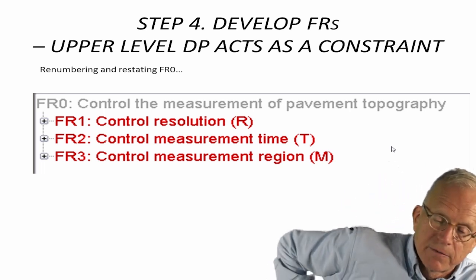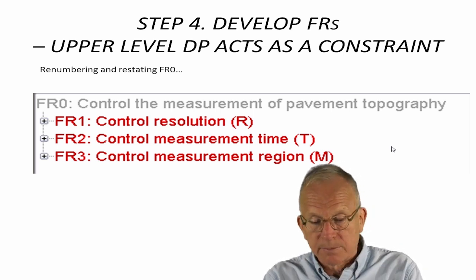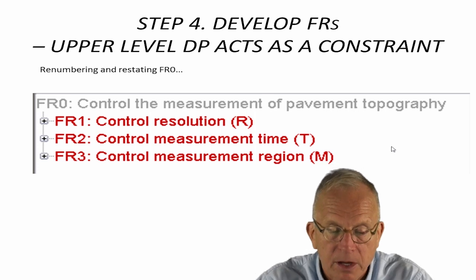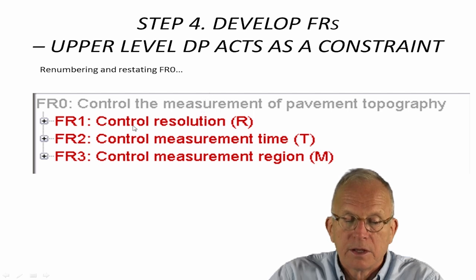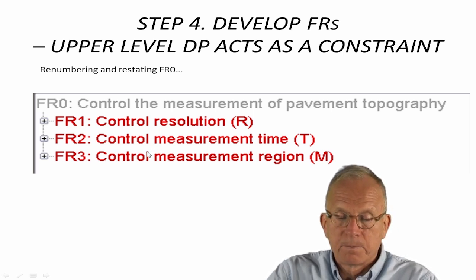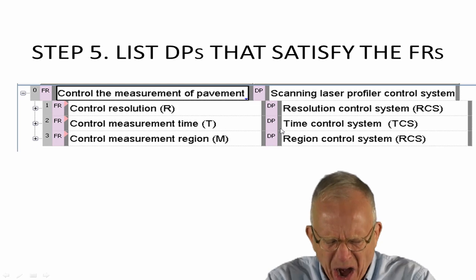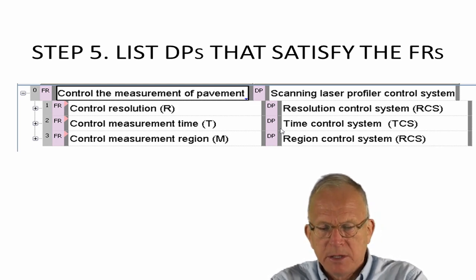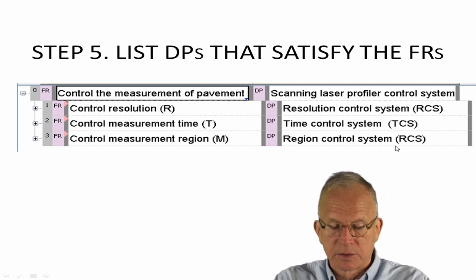All right, so step 4. So we have now control the resolution, control the measurement time, and control the measurement region. And we'll assign these variable names R, T, and M. So, collectively exhaustive, mutually exclusive, minimum number. Let's see. What are the DPs? Well, so here we've gone with a generic kind of thing. So a resolution control system, a time control system, and a region control system.